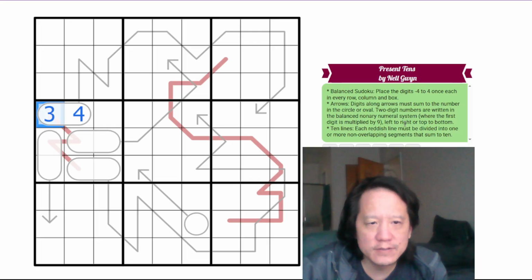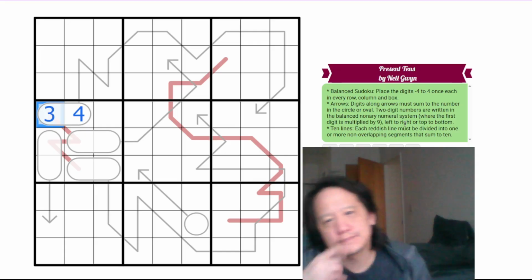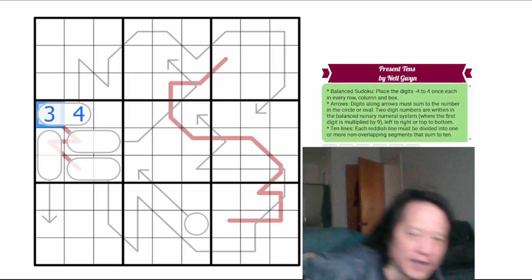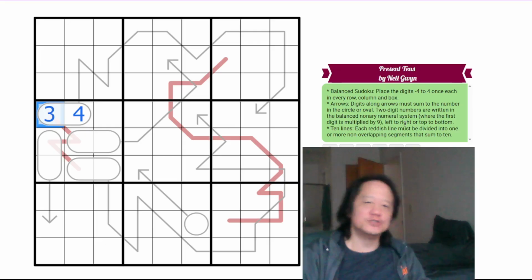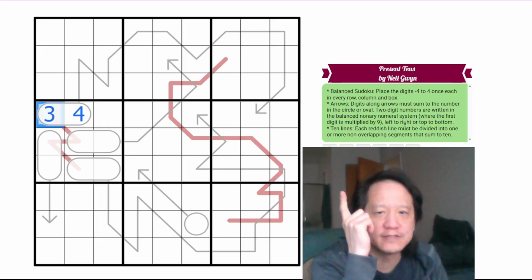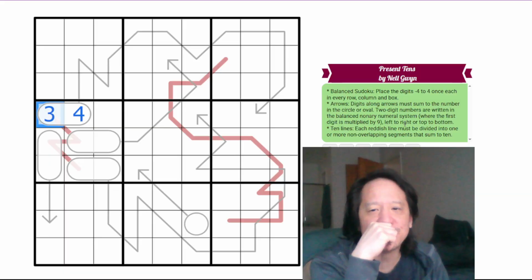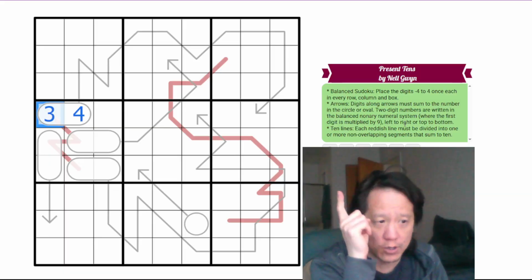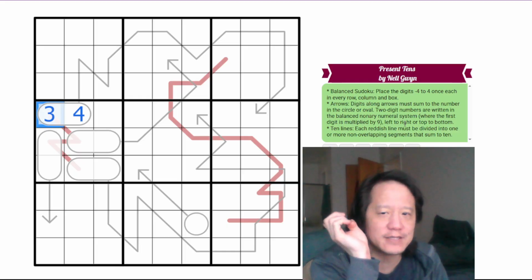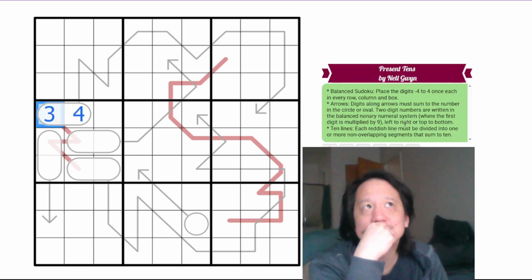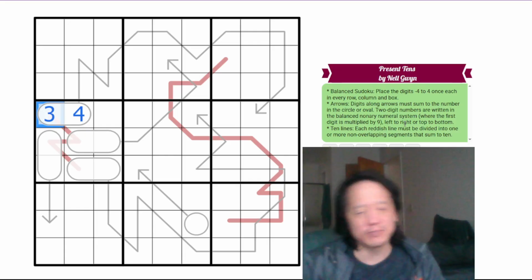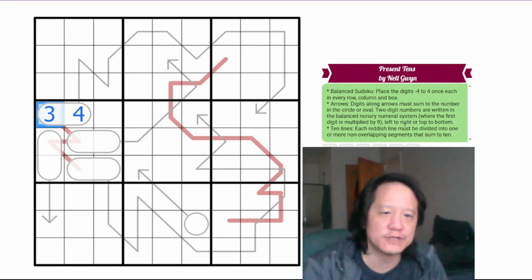And each reddish line must be divided into one or more non-overlapping segments that sum to 10. That's interesting. Anyways, those are all the rules. If you'd like to play along, there's going to be a link in the description.